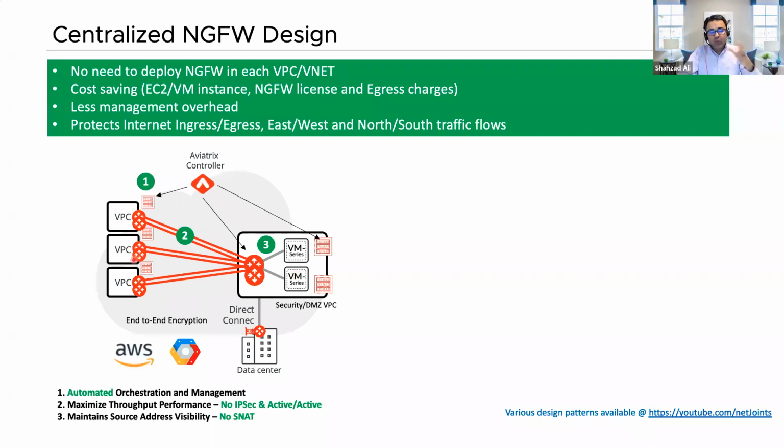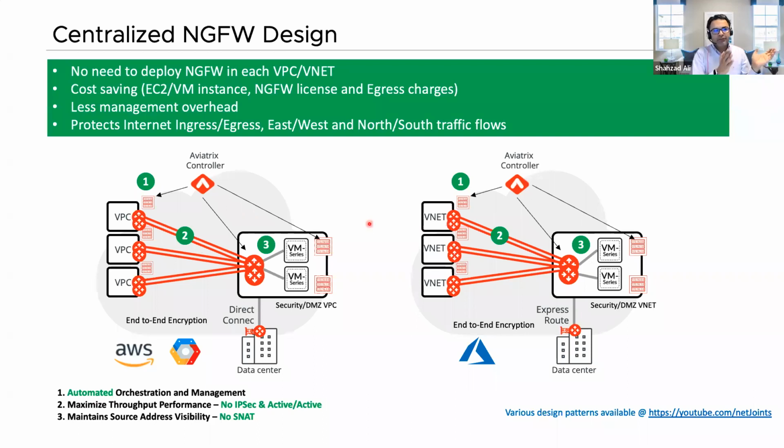And then whatever you are seeing here is all done with the maximum performance and throughput, because you're not using IPsec, which actually reduces the throughput in the cloud. Because if you use IPsec to build these tunnels between your workload or VPCs directly to VM series, you're limited to 1.25 GB throughput. But with our solution, you have maximum throughput available for your VM series. And then there is no source NAT that is being done here, so you have full visibility into your network.